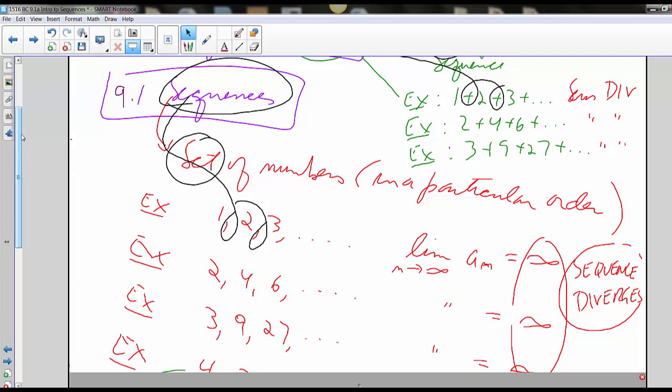For example, for the sequence 1 comma 2 comma 3, there is such a thing as the limit of a sequence, which is the limit as n goes to infinity of a_n. The terms are my a_n's: the first one is a_1, the second is a_2, then a_3. If I keep going down, eventually I will keep getting larger and larger numbers. We say, therefore, the sequence diverges because its limit is infinity. Same thing with 2, 4, 6, and same thing with 3, 9, 27.